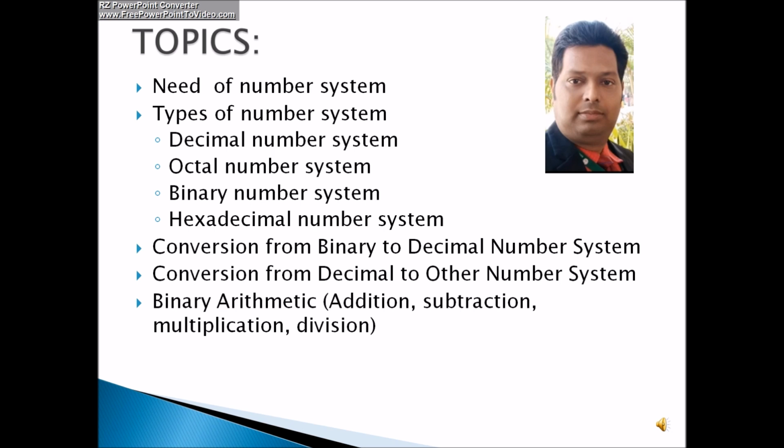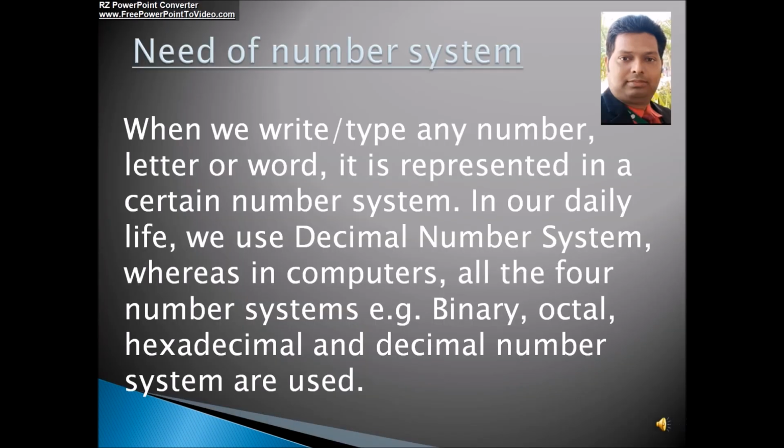Need of number system. When we type any number, letter or word, it is represented in a certain number system. In our daily life we use decimal number system, whereas in computers all the 4 number systems, binary, octal, hexadecimal and decimal number systems, are used.